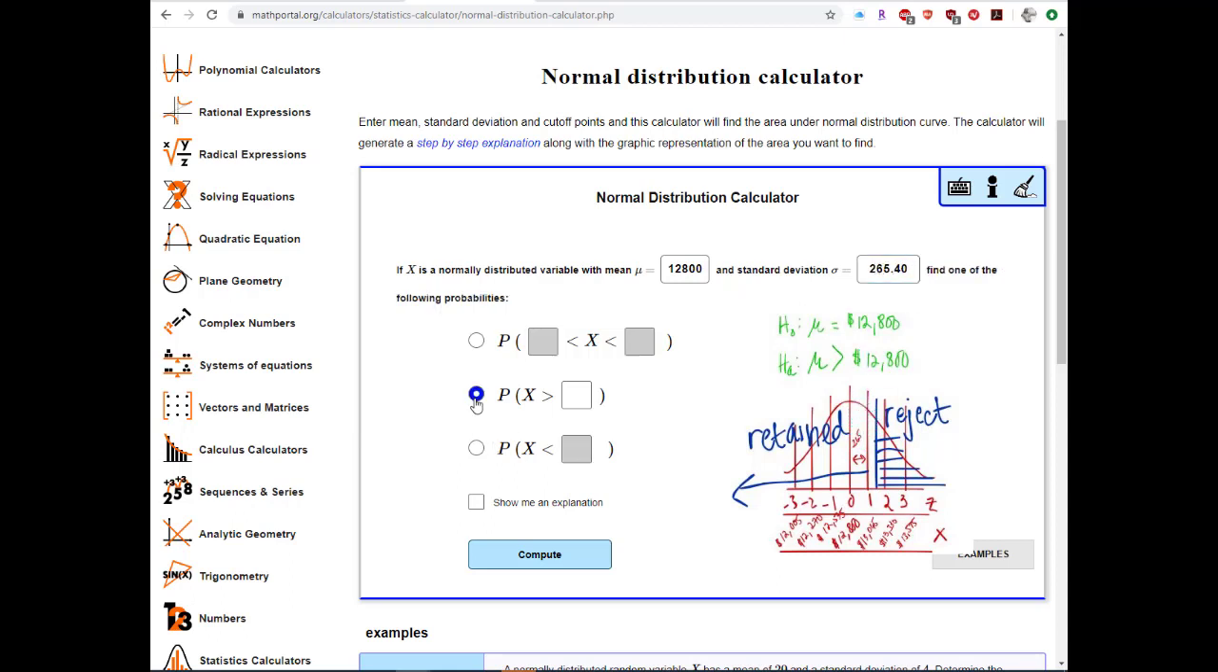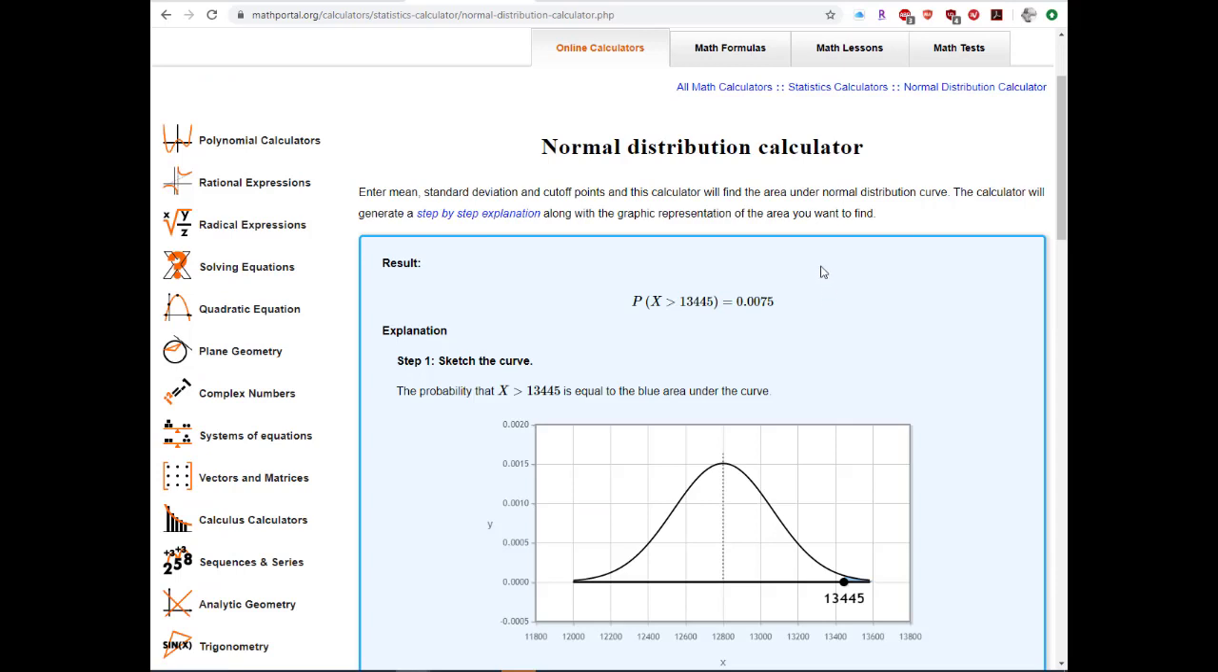Now I want the probability of an x being greater than our sample mean, which was 13,445. Okay, and I'm going to go ahead and hit show me an explanation and hit compute. Up here, we see that the probability of obtaining that Z obtained is 0.0075, right?